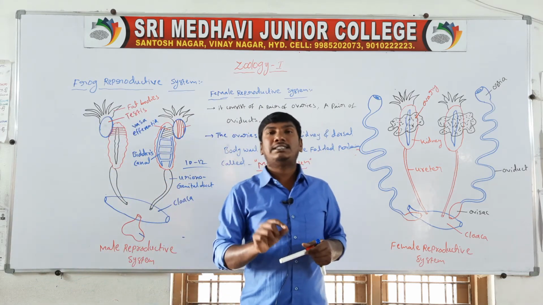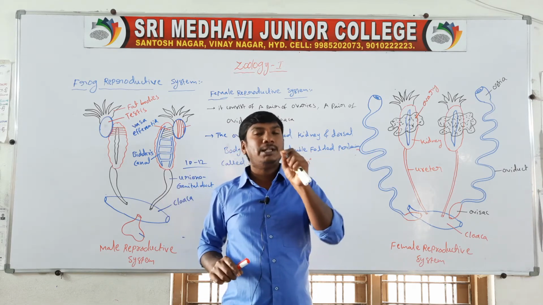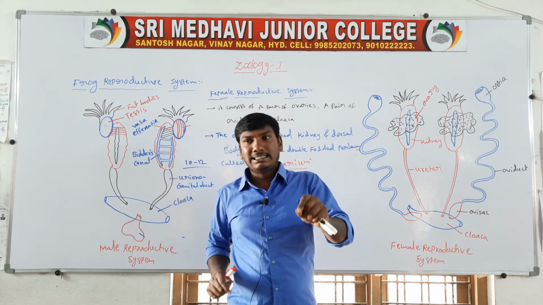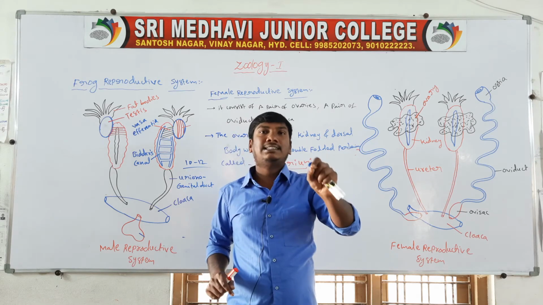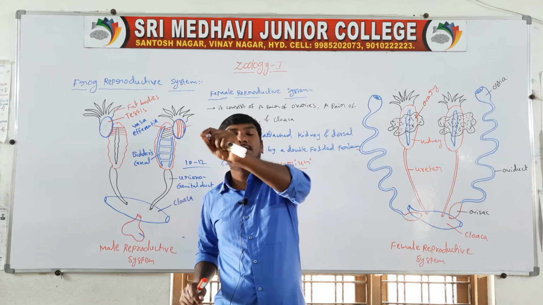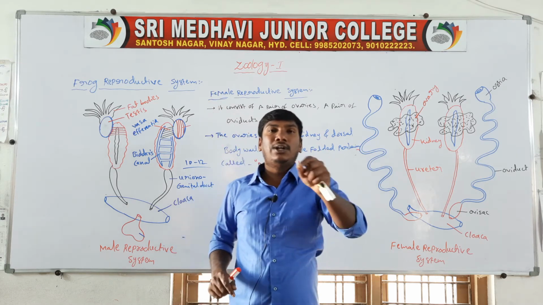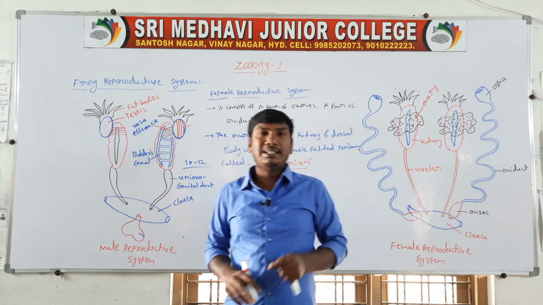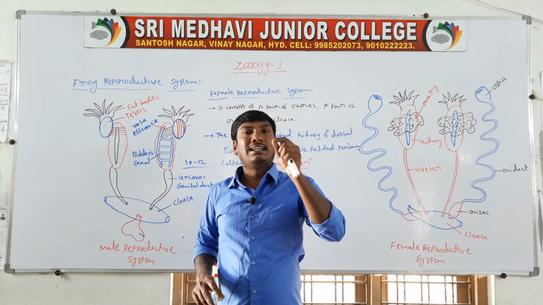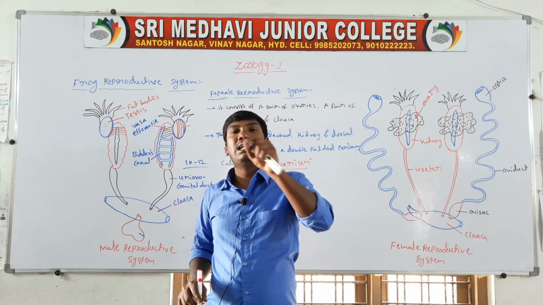Mesovarium and mesoarchium. First one, mesoarchium. Mesoarchium means the testis attached to the kidneys and dorsal body wall through a double folded membrane. Second heading, mesovarium. Mesovarium means the ovaries attaching to the kidneys and dorsal body wall through the double folded membrane.